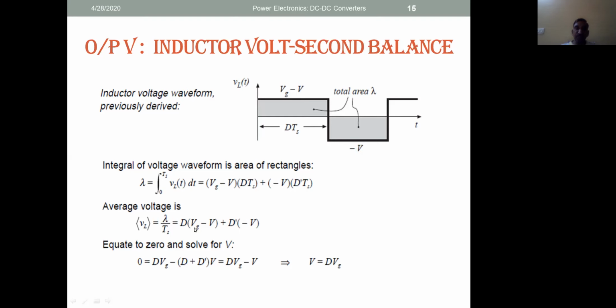D into Vg minus V plus D dash. D dash is defined as 1 minus D, because D can be maximum 1 and D plus D dash can also be maximum 1, because on period plus off period has to be completed within a single cycle. So D plus D dash is 1. So D dash is 1 minus D.